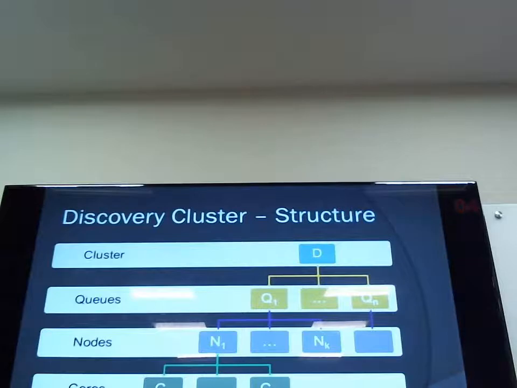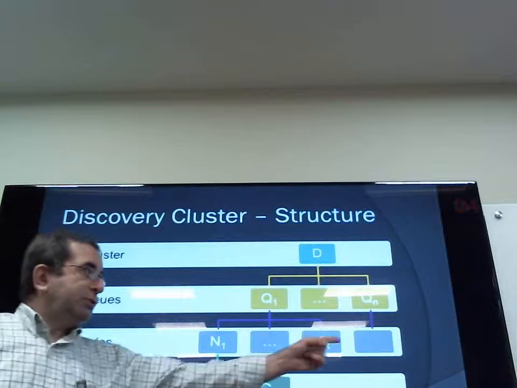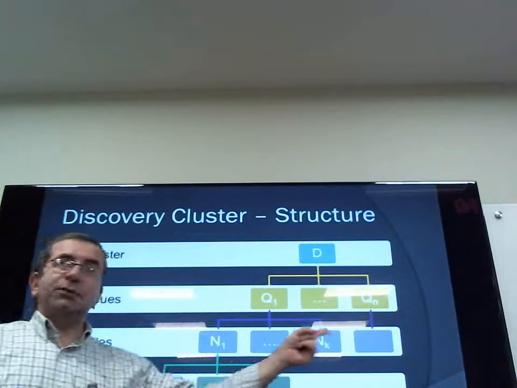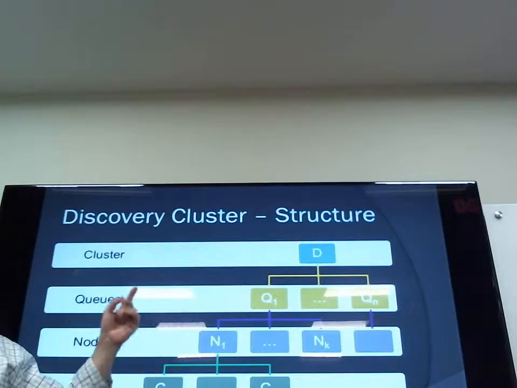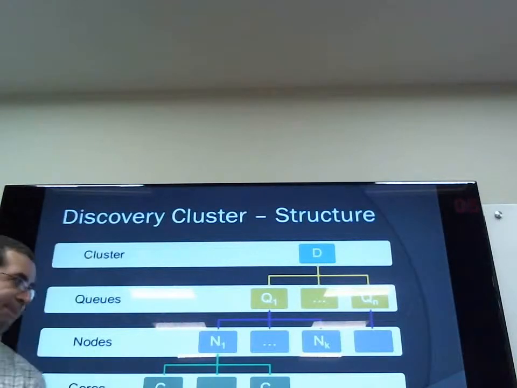So when you use the discovery cluster, what you do is you go into a queue and you look at the available nodes that are not being used. And then you just request one of the nodes. And when you get one of the nodes, you get all these cores, processors.